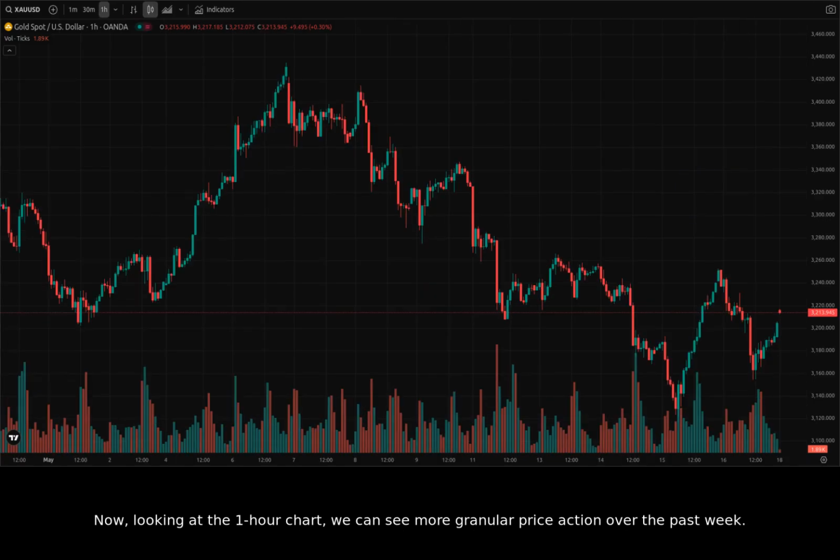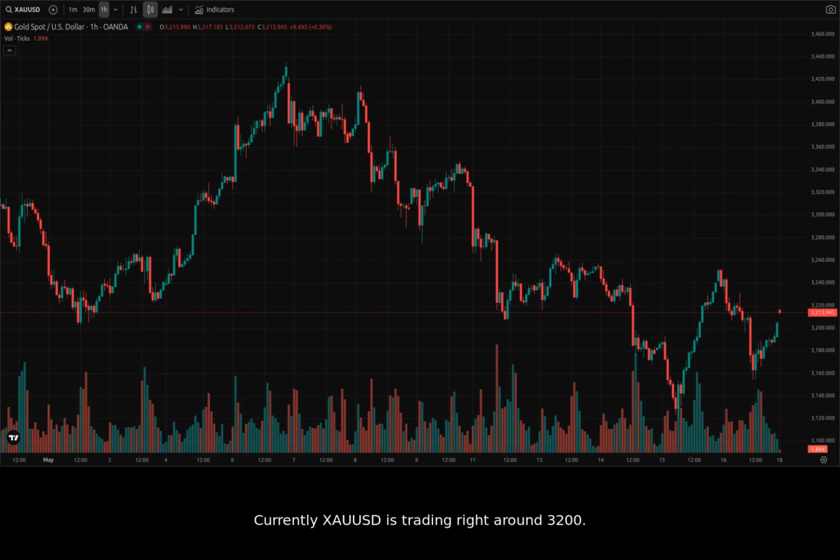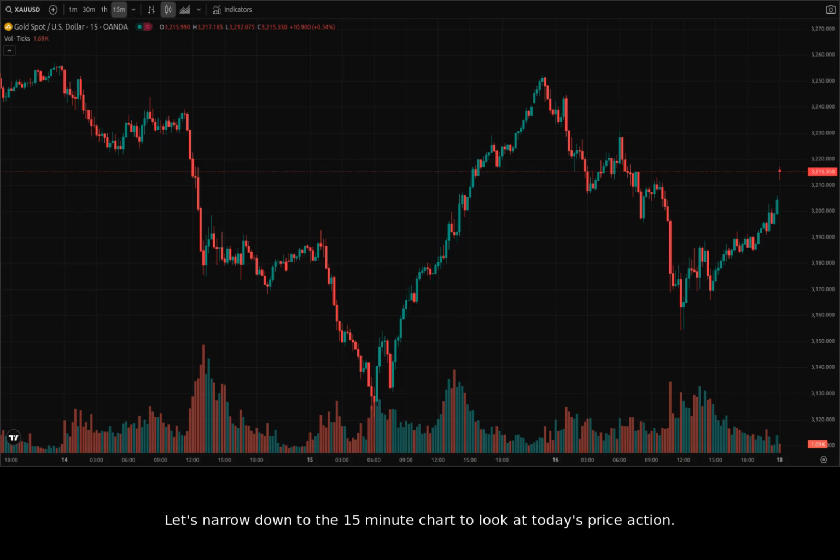Now, looking at the 1-hour chart, we can see more granular price action over the past week. Notice the volatility, characterized by sudden spikes and dips. This reflects the uncertainty in the market, driven by news and speculation about interest rates and geopolitical events. Currently, XAUUSD is trading right around 3,200. Let's narrow down to the 15-minute chart to look at today's price action.